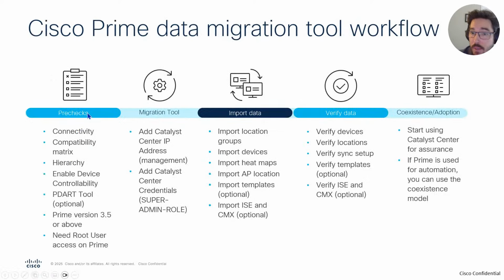And this is what'll happen. We do the pre-checks. This is the PDAR tool. Make sure Prime version 3.5 is available. You'll need to be on the root user for access. And again, enable device controllability in Catalyst Center. Check the compatibility matrix. Check your hierarchy. Make sure you're good to go there.